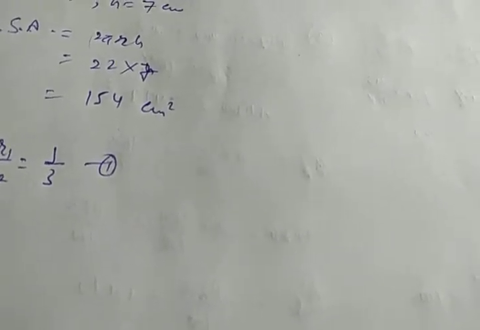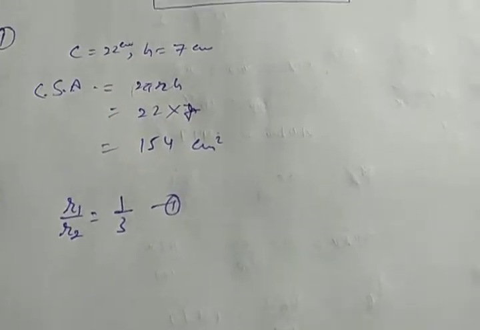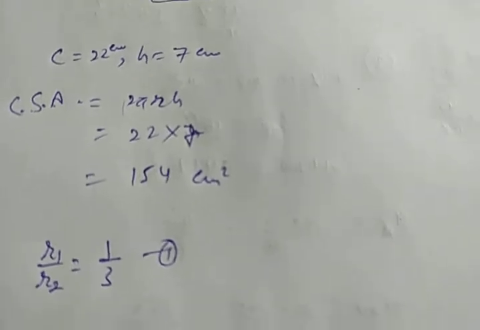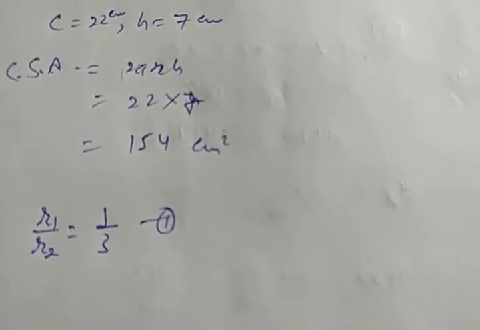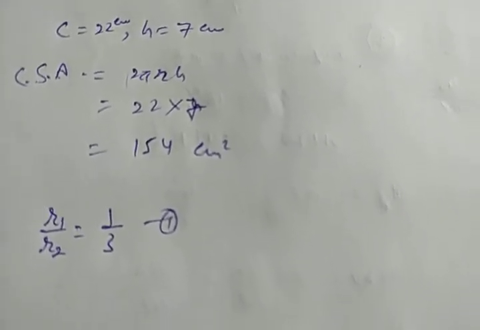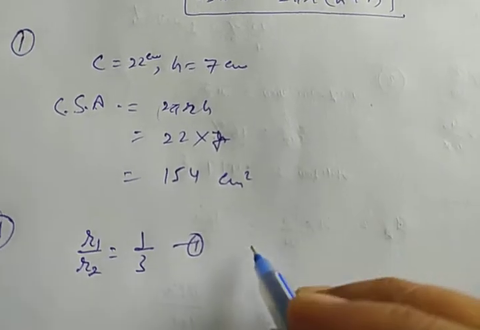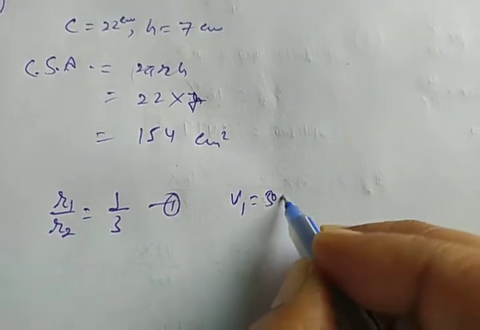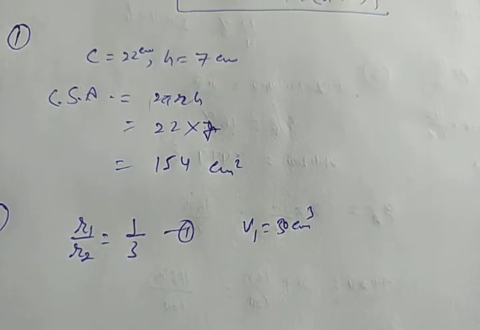The ratio R1 to R2 has been given. The volume V1 of the first cylinder has been given, meaning V1 is 50 centimeter cube. Now you have to calculate V2.